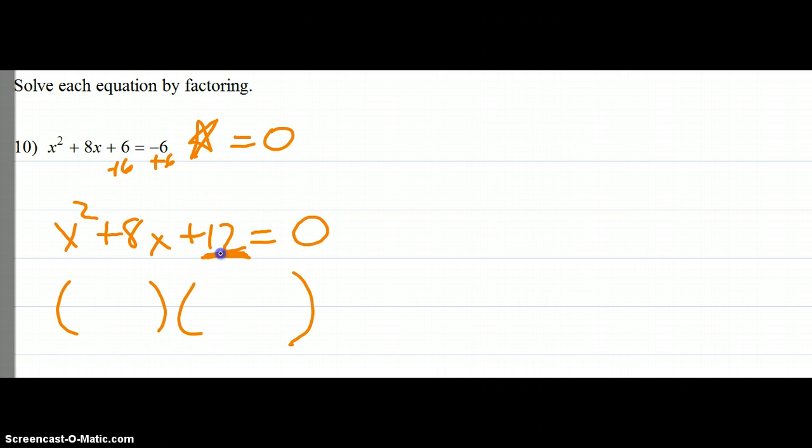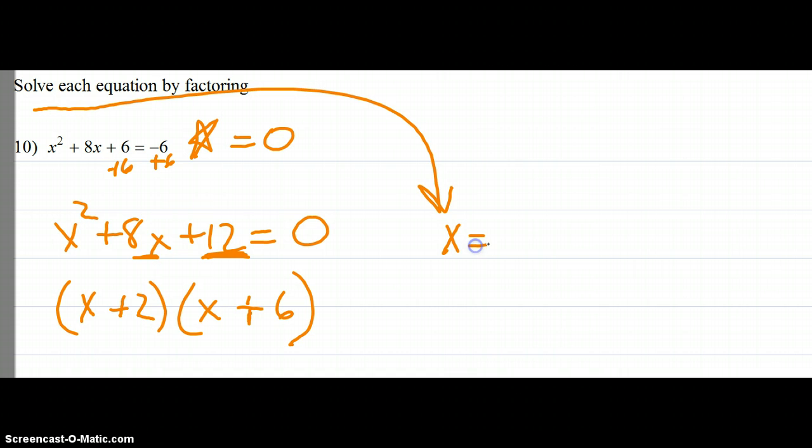Factoring, what are the factors of 12 that add up to 8? The factors of 12 that add up to 8 are 6 and 2. But remember, when we want to solve, that means we want to find answers. So we set each one of these equal to 0, and we get our two answers as -6 and -2.